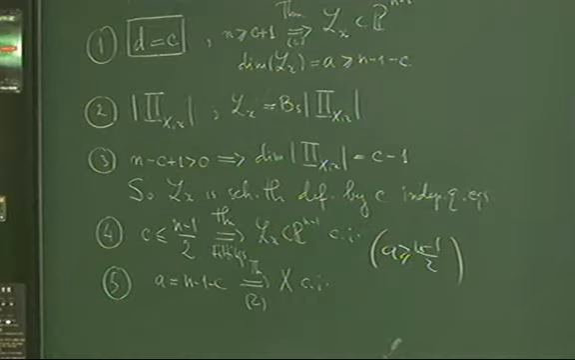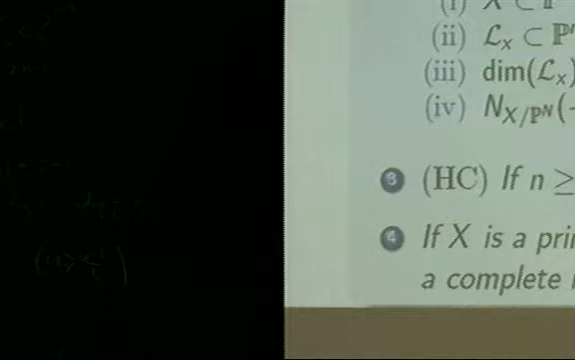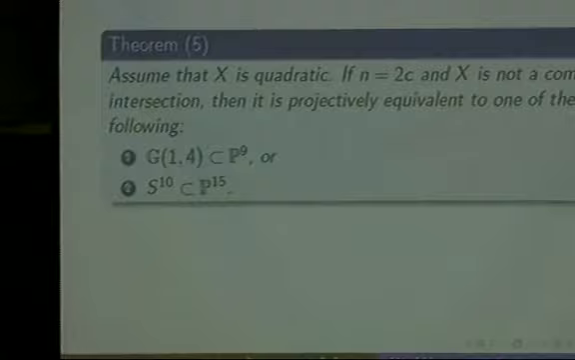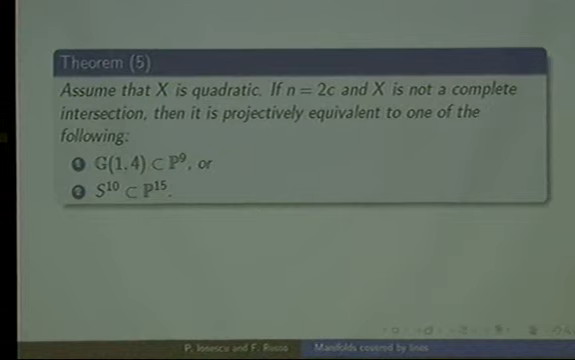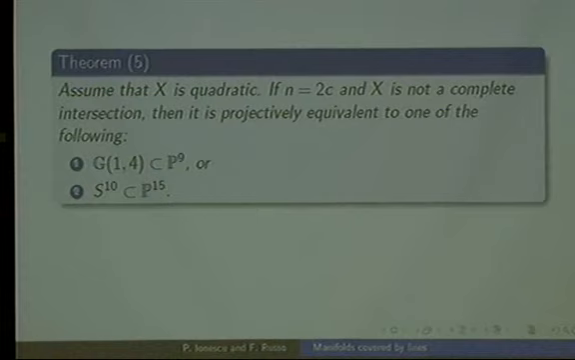But there is some more surprise, namely the following result. Let us keep our assumption that X is quadratic. So let us look at the border case. So assume that the dimension is just the double of the codimension. And let us assume that X is not a complete intersection. Well, if it is not a complete intersection, then it is projectively equivalent to one of these guys. And the news is that these are exactly the two examples Hartshorne was basing his conjecture on.